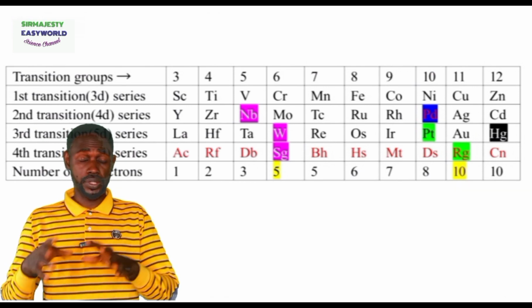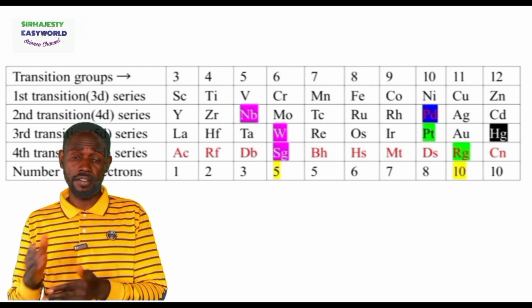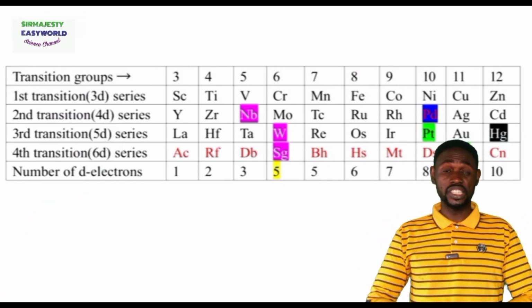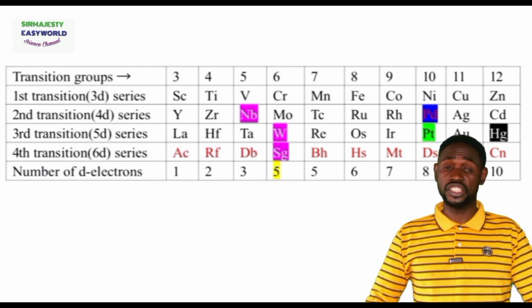Not chromium, together with niobium, have d4. Okay, another deviation is platinum. Platinum in its neutral state has nd9.